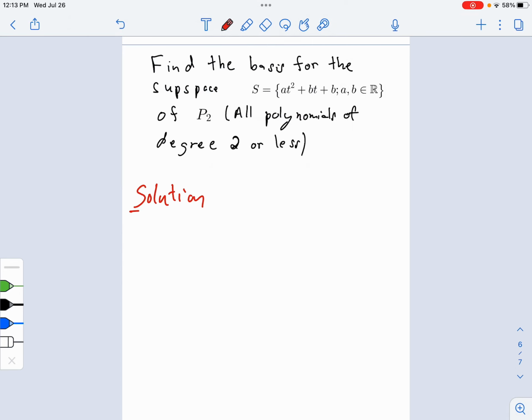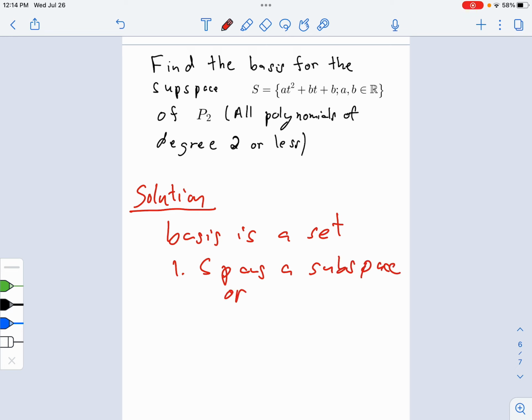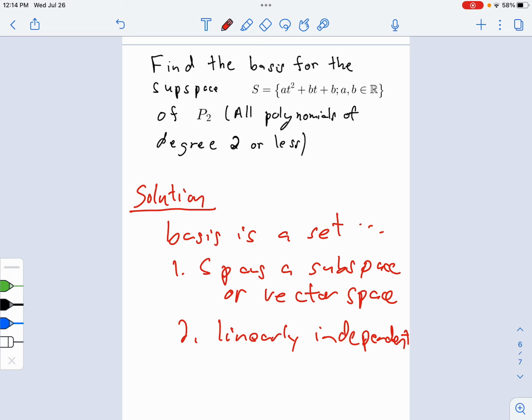we have to find a basis, and a basis, again, is a set that does two things. One, it spans a subspace or vector space, and two, it's linearly independent. Now, spanning just basically means that when a set spans a vector space or a subspace, any element of the subspace or the vector space can be written as a combination of those things inside the basis set.